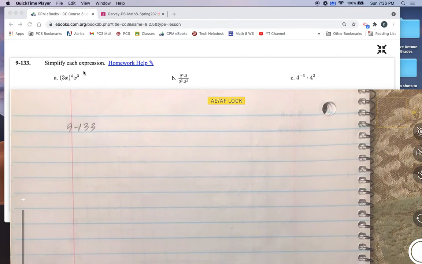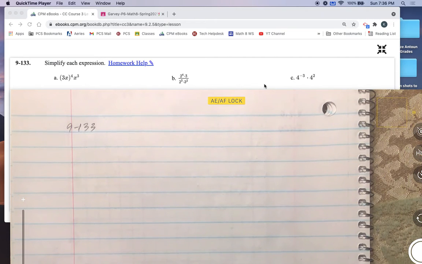9-133. Simplify each expression. It looks like these expressions are made up of exponents. Here it looks like we have one exponent multiplying another exponent. Here we have exponents being divided by exponents. And here it looks like it's multiplying exponents again.